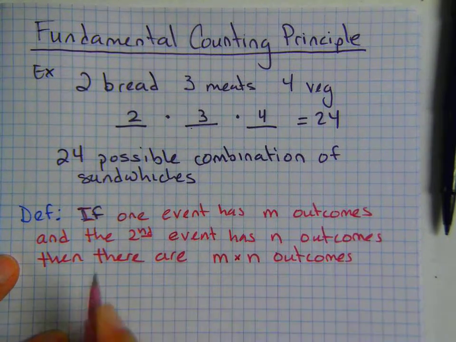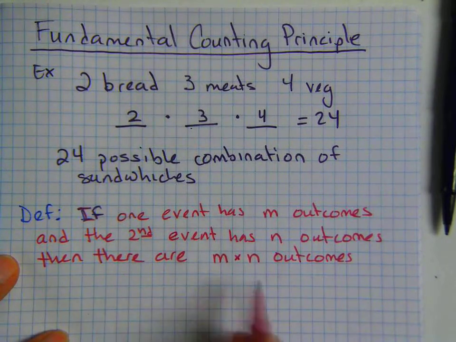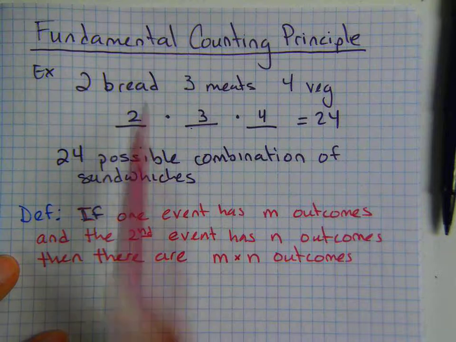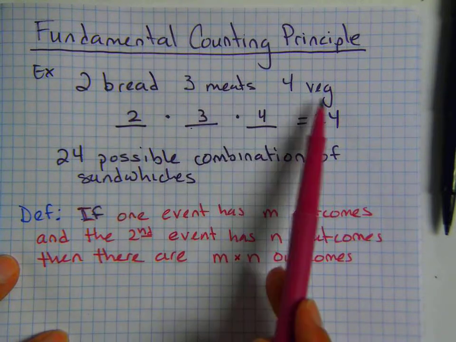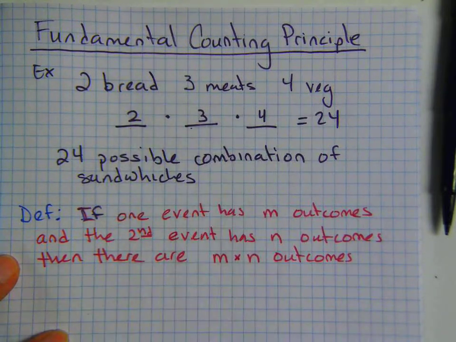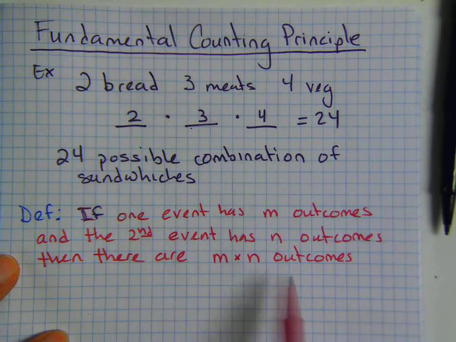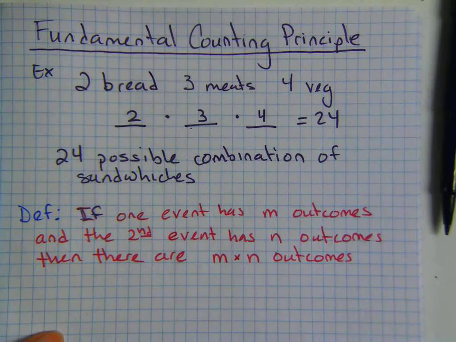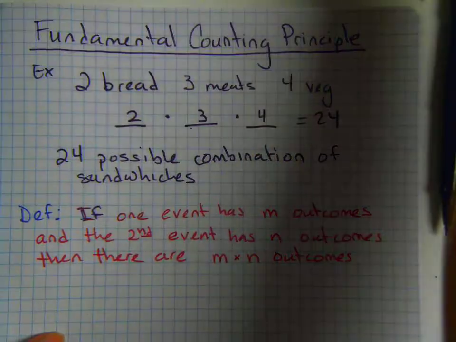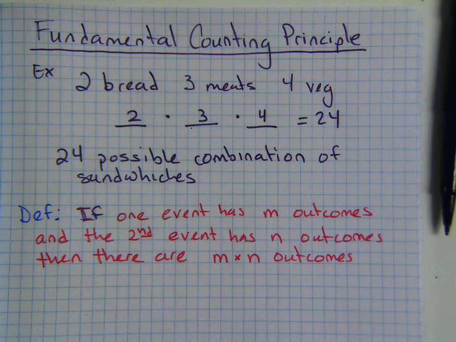Now, it's not limited to just 2 items. In fact, if you have multiple events, so first event, second event, third event, I have 3 items, so I'm just going to draw 3 spaces, and it would become m times n times whatever the third one is. All right, let's take a look at one more example to make sure that you totally have it down.